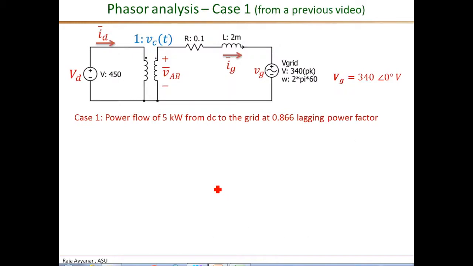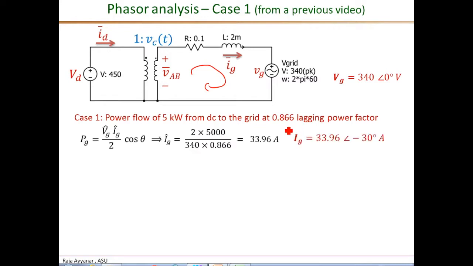Okay, to quickly recap what we did in part 1, which is the analysis of the power flow from the DC side to the grid. We drew the average model first, that is shown here, and then we used KVL in the secondary side, and we used phasors for each of these voltages and currents. We defined the grid voltage as our reference phasor, so that is 340 angle 0 degrees. Then we calculated first of all the grid current for the given power requirement and power factor requirement.